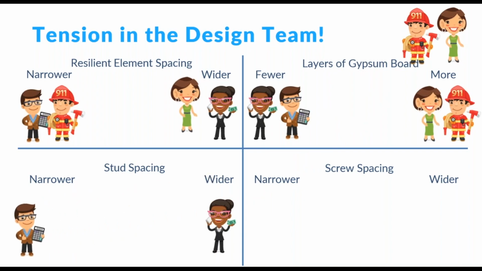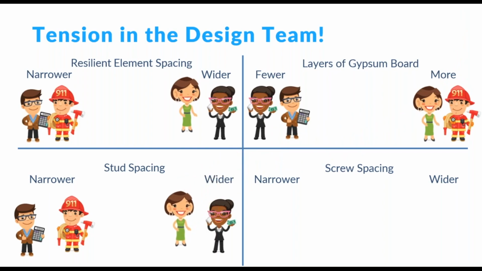Structural engineer wants narrower spacing, right? Stronger, stiffer. I think that one's fairly straightforward. Fire protection engineer also wants narrower spacing. Again, more things to attach to gypsum board, and it's more likely to stay together during the fire as it starts to crumble and want to fall apart.